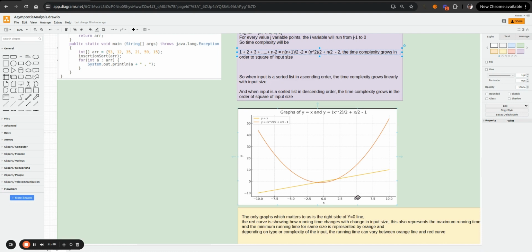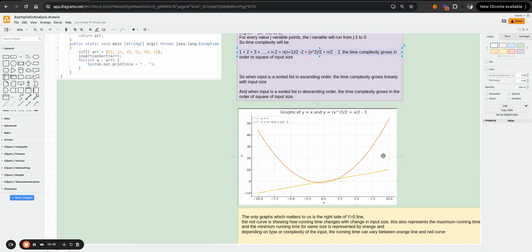The meaning is that, suppose we take n equals 5, if input size is 5, the minimum time it can take to complete the instructions can be given by calculating the value of this y equal to x. It will be 5. So if you want to find the maximum instructions the algorithm will take to complete, it will be given by this. So the maximum value will be given by this, and minimum value will be given by this.